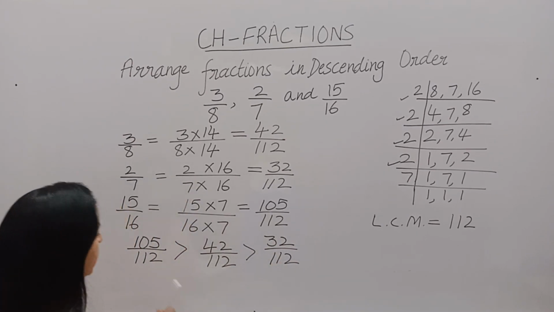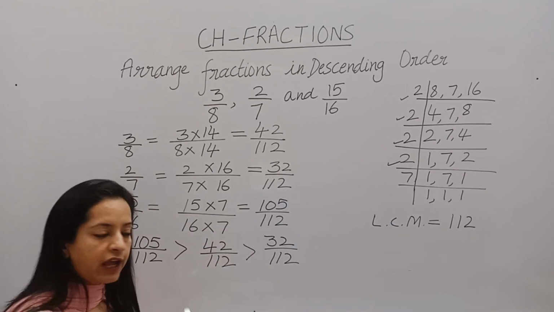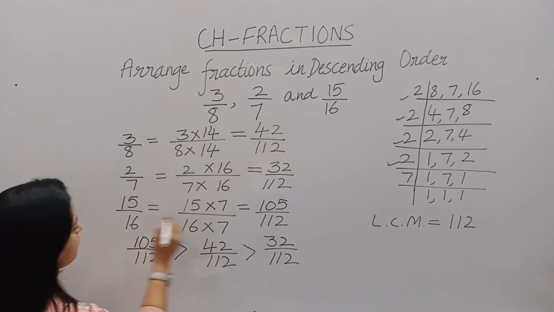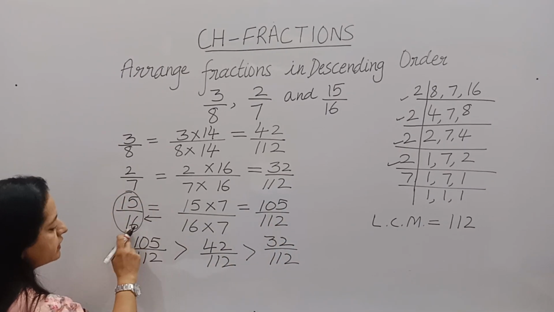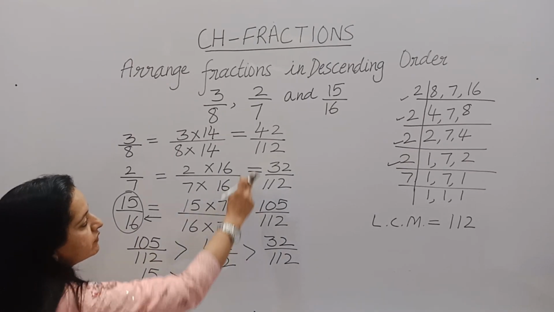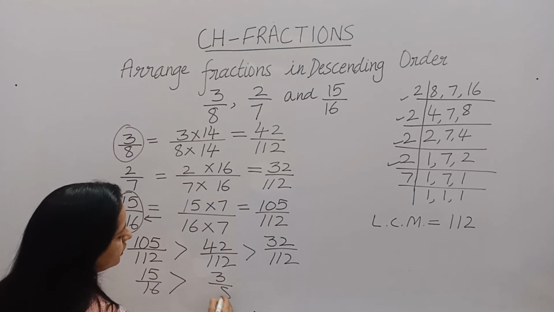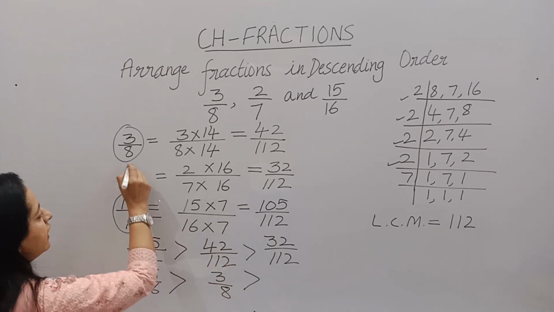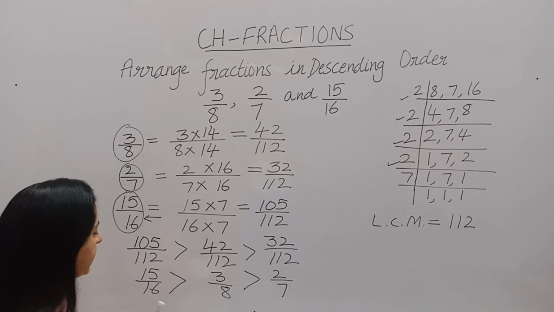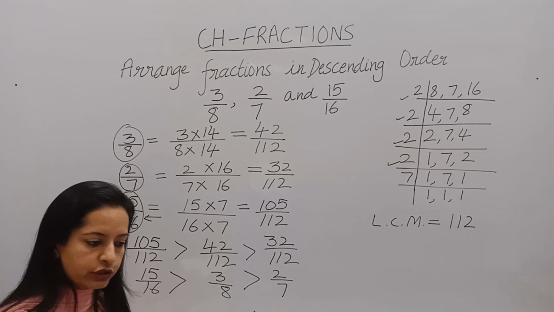Now, 105 upon 112 corresponds to which fraction? That is our like fraction; which one is the original fraction? This corresponds to 15 upon 16. So we can write that 15 upon 16 is the largest one. Then 42 corresponds to 3 upon 8, so we have 3 upon 8. And the last one we have here is 2 upon 7. That means now we have arranged all these three fractions in descending order.